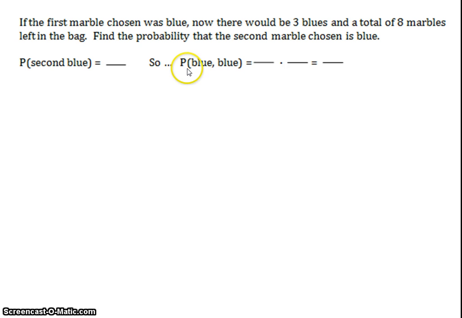Now, to calculate the probability of the first marble and the second marble being blue, the first probability of 4/9 needs to be written here. The second blue marble, that probability needs to be written over here. Multiply these together. Write down your probability as a fraction here. Then calculate that as a percent.